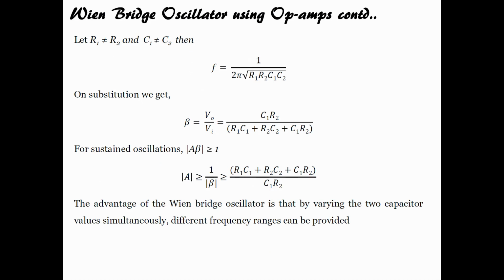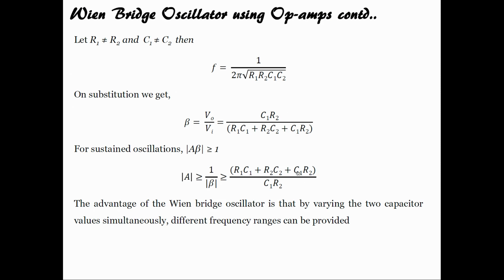But what if R1 is not equal to R2 and C1 is not equal to C2? Then we cannot have f equal to 1 by 2 pi RC, right. In this case, on substitution, we will have C1 R2, VO by VI, right, beta is VO by VI. So, I have this formula, and then my gain A would be based on this particular equation, alright.